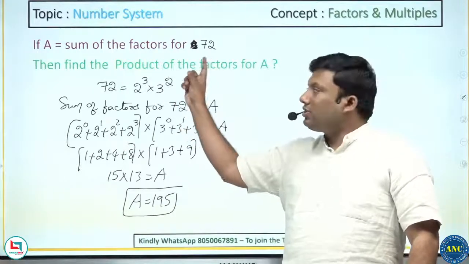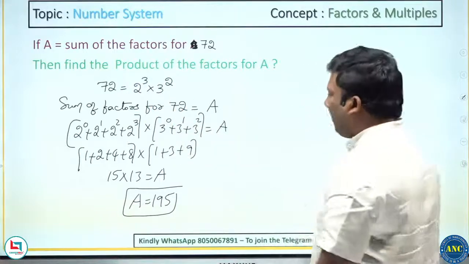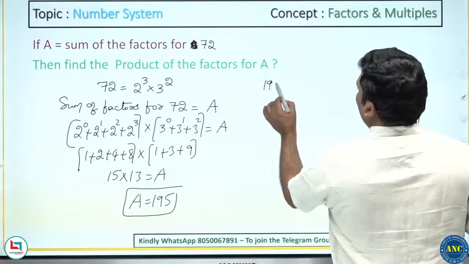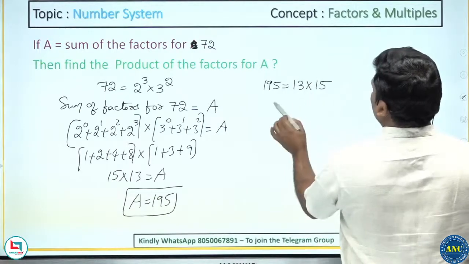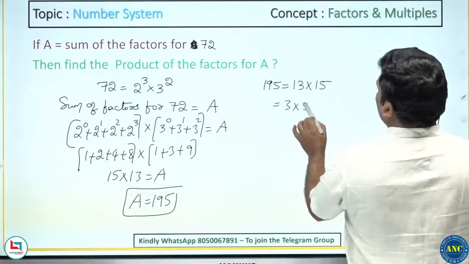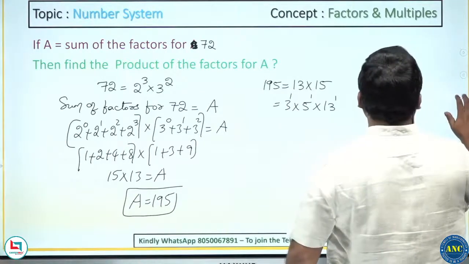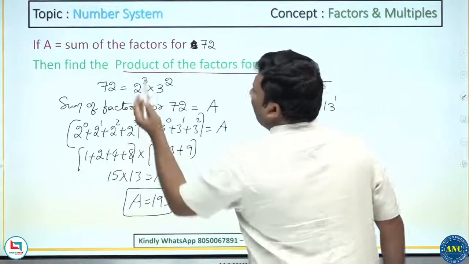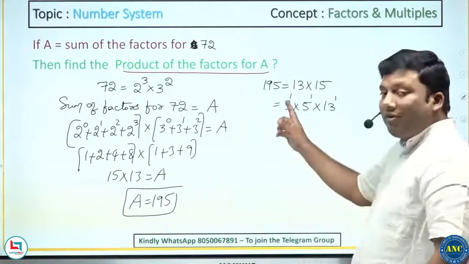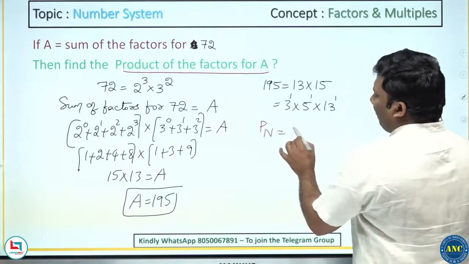Sum of the factors for 72, the value came out to be capital A. Capital A is 195. If I factorize 195, 15 can be written as 3 into 5, into 13. So 3 into 5 into 13. Now find the product of the factors for A. For 195, I need to find out the product of the factors.